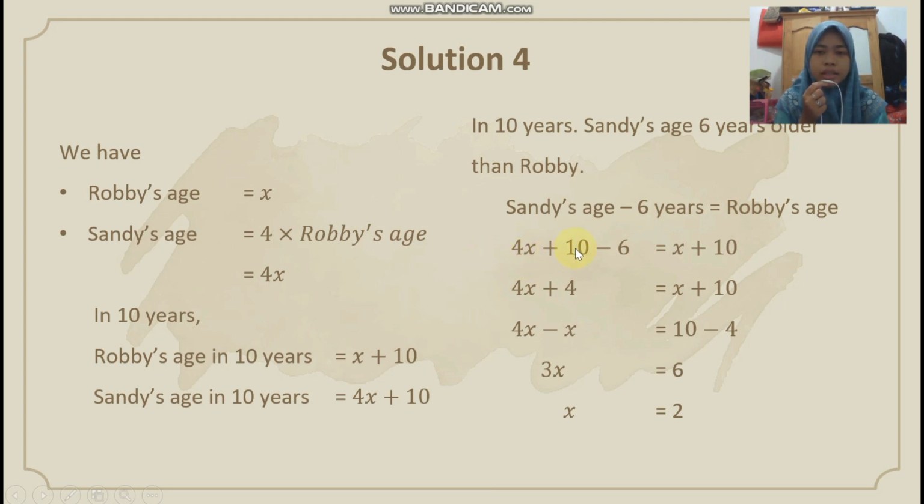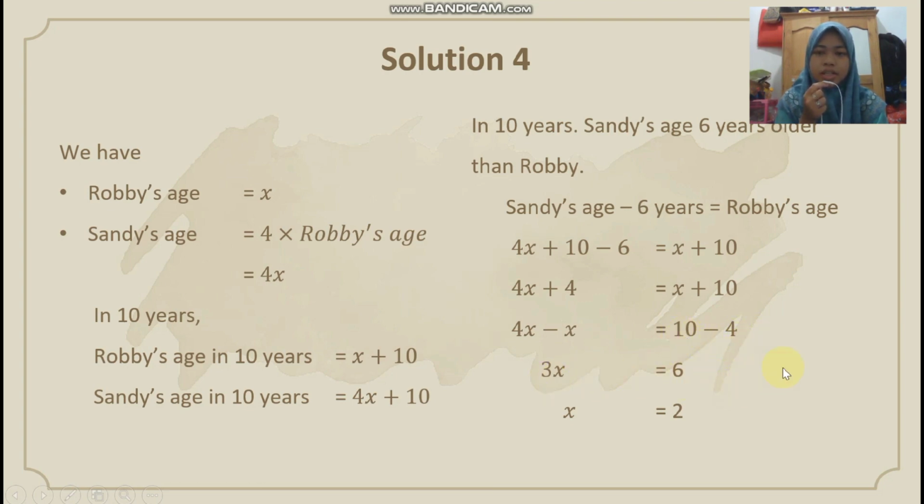4x plus 10 minus 6 equals x plus 10. 4x plus 10 minus 6 is 4x plus 4, equals x plus 10. And 4x minus x equals 10 minus 4. 4x minus x is 3x, equals 10 minus 4, which is 6.